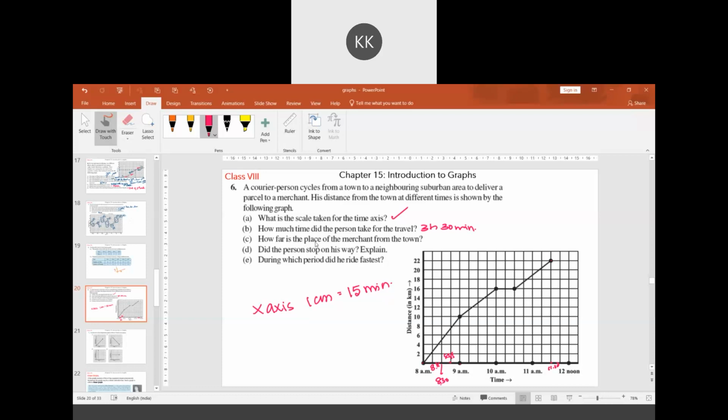How far is the place of the merchant from the town? 22 kilometers, sir. This is the town, which is considered to be the 0 kilometer place, and it goes from 0 to 22 kilometers.